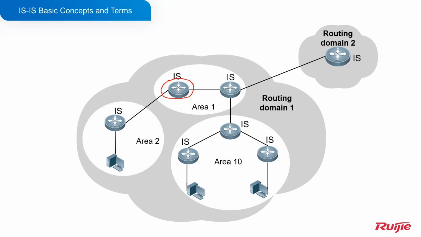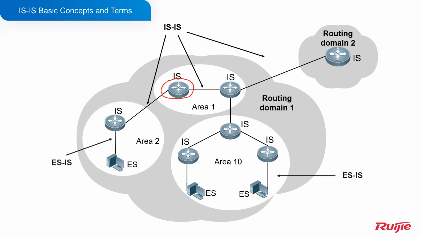And another one: all the routers in the ISIS routing protocol, we call them IS, intermediate system. And between these routers, we will run the ISIS protocol, okay? And all the terminals we call ES, end system. And between terminal and IS, we will run the ES to IS protocol. Maybe in TCP/IP, this protocol is the ARP protocol, okay? So this is a basic one.